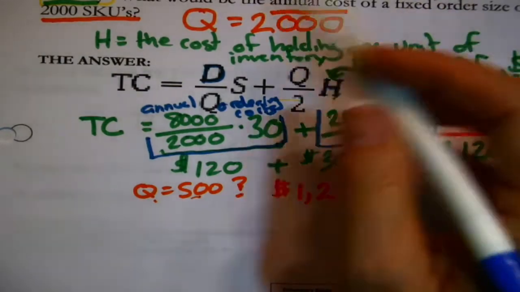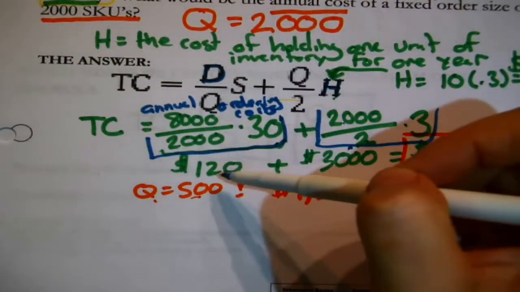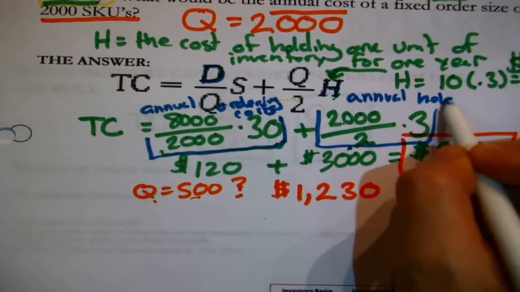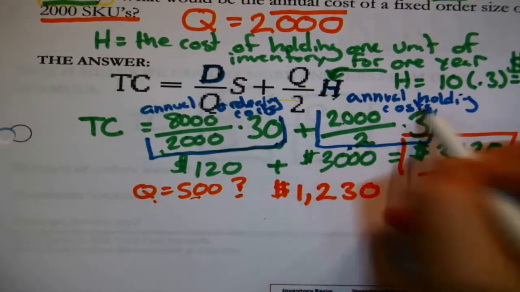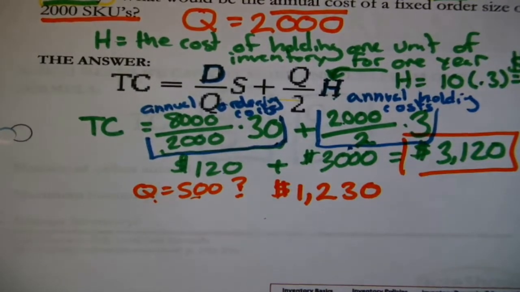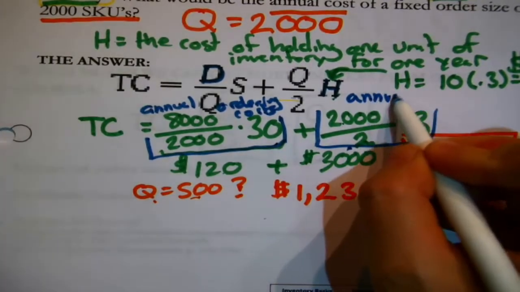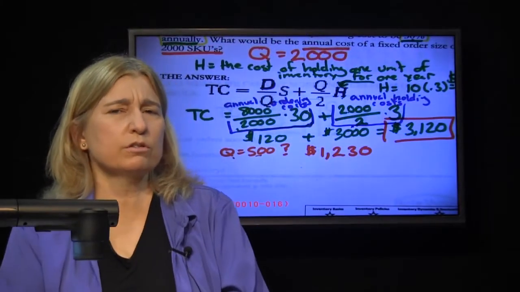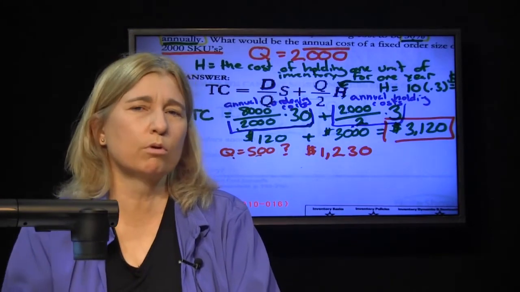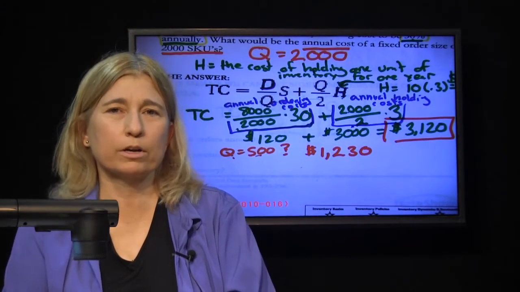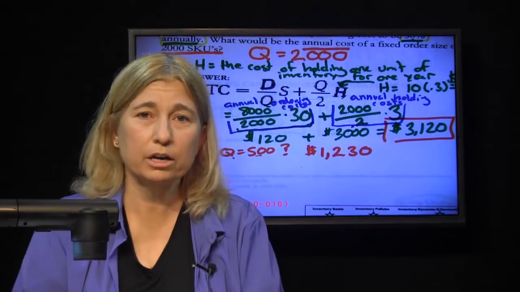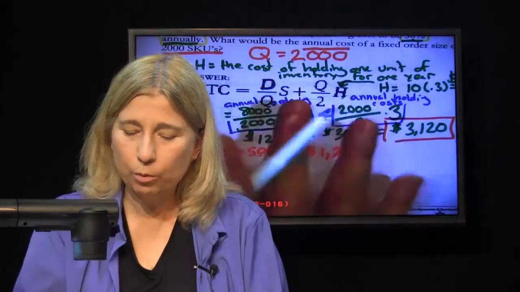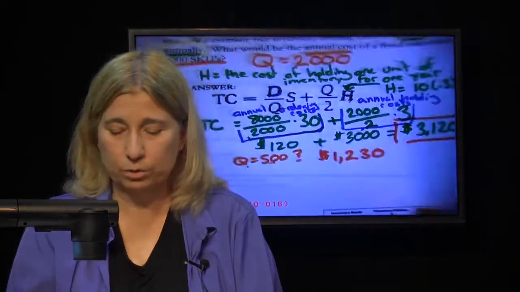This is annual ordering costs, the first half. If somebody asks you, if you order these 2,000 at a time, how much do you pay in that $30 fee? What are your annual ordering costs? That's the 120 versus annual holding costs. So if we order these 2,000 at a time, we're going to spend considerably more on holding costs than on ordering costs. That's the 3,000 versus the 120. But right away, we have some more insight into this particular policy.